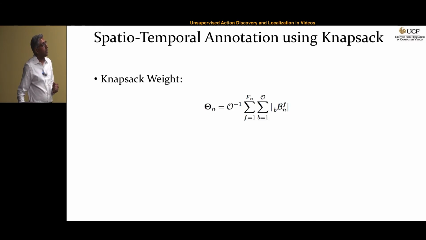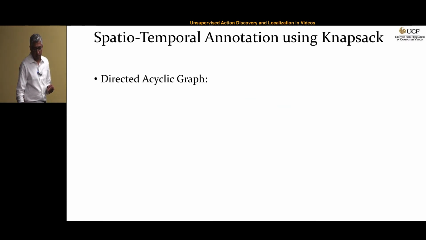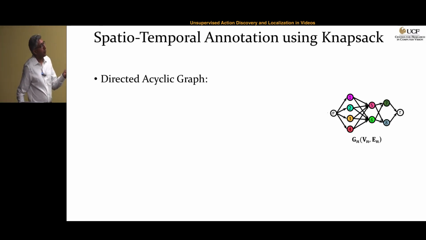Now, once we've defined the knapsack value, we define the total weight of a knapsack. And the way that we do that is we accumulate the average bounding box size in each frame to give us the approximate volume that an action would contain in that particular video. So that's shown over here. So this will give us the value as well as the weight of this knapsack. Once we have this, then we construct a directed acyclic graph, such as shown over here. Now here, each node is a supervoxel, and directed edges are between spatiotemporal neighbors.